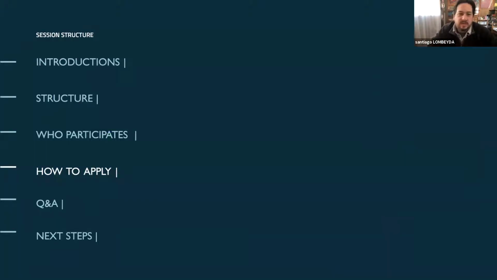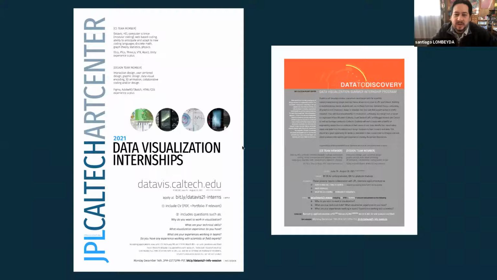So hopefully all of you by now have gotten here because you saw a flyer or a poster. In both of those, you should see the link to our website, dataviz.caltech.edu, as well as a quick bit.ly link to an application form. This is an application form just internal to our program. And in it, you will see all sorts of questions about your background, about your skills.